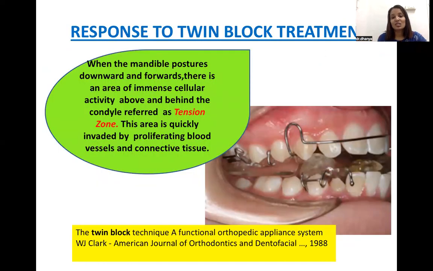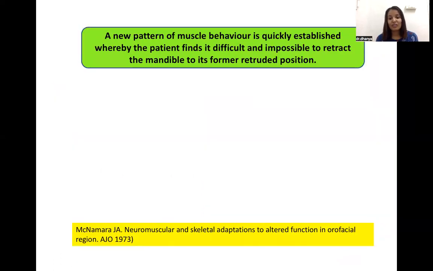Now, how the response is obtained with the twin block appliance or twin block treatment, or how the response is activated in the myofunctional system, that is the muscular as well as the functional, skeletal as well as the dental system, to make the growth modification changes. When the mandible postures downward and forward, there is an area of immense cellular activity above and behind the condyle, which is referred to as the tension zone. So this area is quickly invaded by proliferating blood vessels and connective tissues. So this is how a twin block is actually functioning.